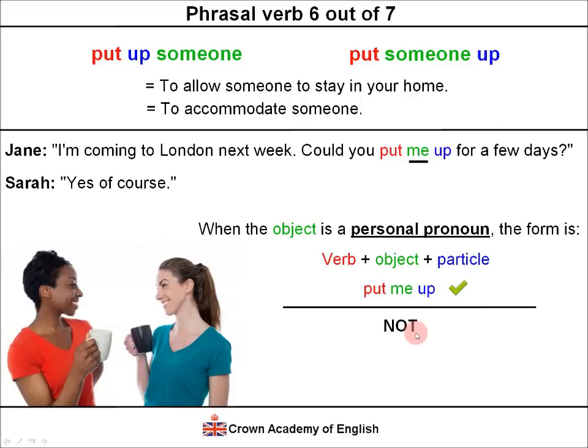And we cannot use the other form. We cannot use this if the object is a personal pronoun. So put up me is wrong. This is a big mistake. So we cannot say, could you put up me for a few days? No, that is wrong. And this rule is a rule for all phrasal verbs. So if the object is a personal pronoun, then we use the form verb, object, particle.